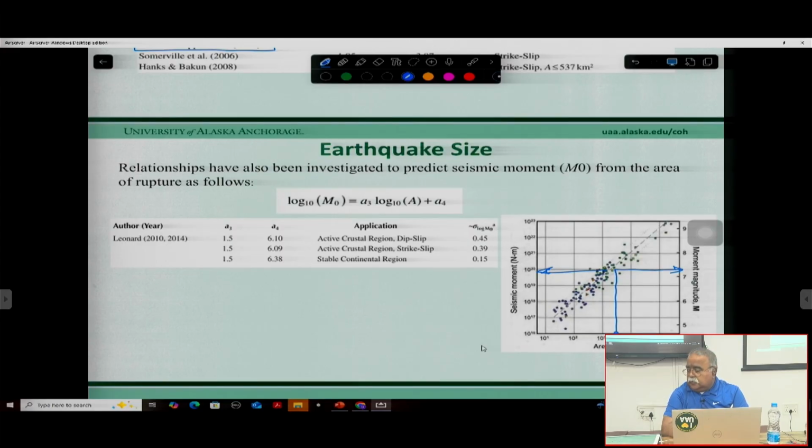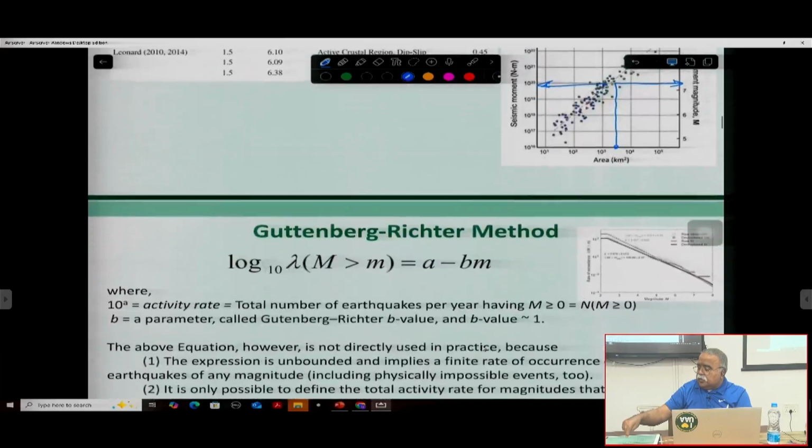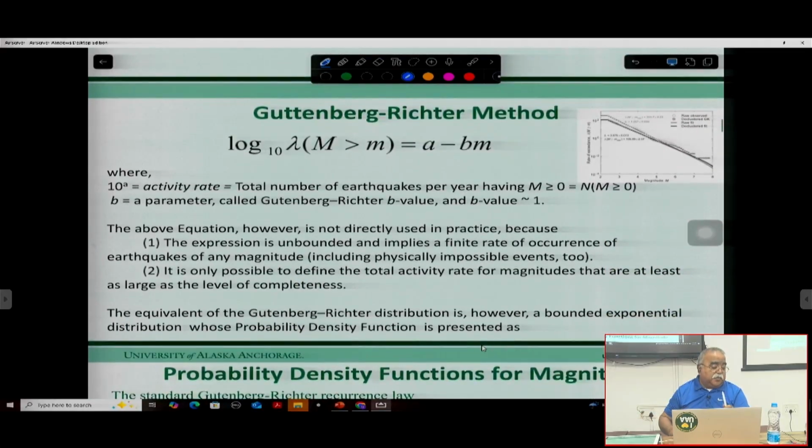Long back, it was not for earthquake hazard estimation. Gutenberg and Richter had observed that small magnitudes occur in large numbers, but big magnitudes occur very few times. So they thought there is a relation between the number of earthquakes with a small magnitude and the number of earthquakes with a big magnitude, and they had not done anything with hazard at that time.